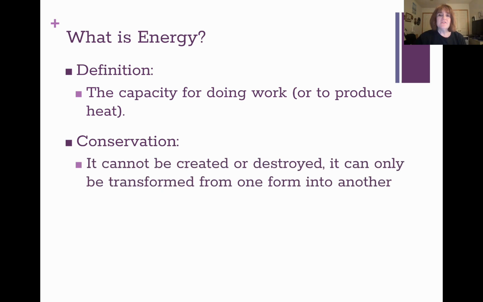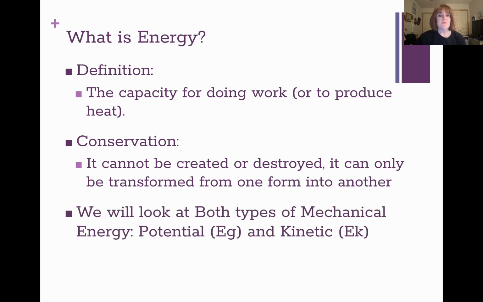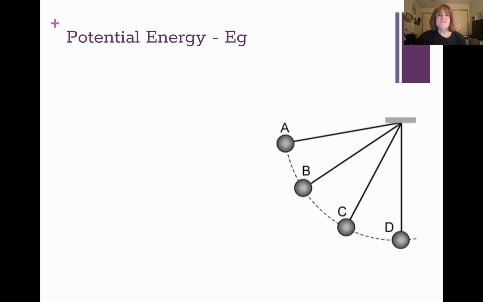The conservation of energy is that energy cannot be created or destroyed. It's actually a law of conservation of energy. It can only be transformed from one form to another. It can also be transferred from one form to another. And today we're going to look at both types of mechanical energy, potential, which is Eg, and kinetic, which is Ek. So let's start with potential.